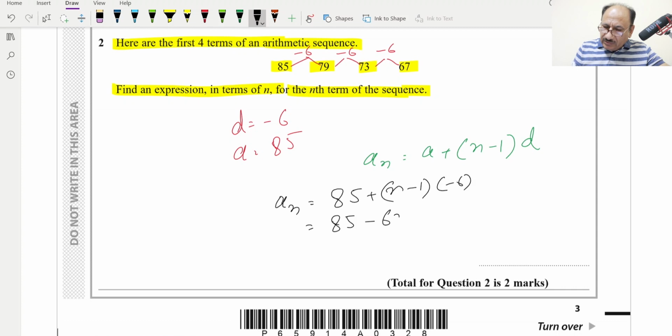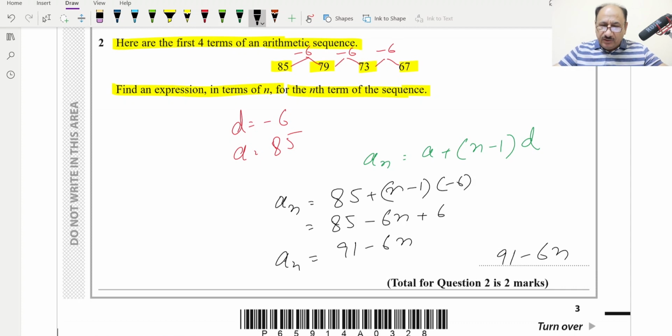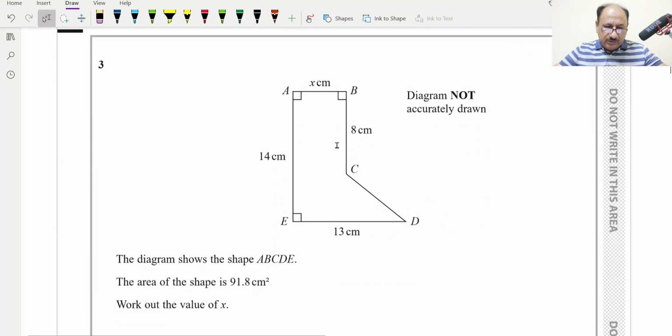This will be 85, and minus 6 multiplied by N will be minus 6N, and minus 6 multiplied by minus 1 will be plus 6. This will be equal to 85 plus 6 will be 91, and minus 6N. This will be the AN value which we can provide over here, 91 minus 6N. This will be the final answer for this question. Hopefully you are getting everything.